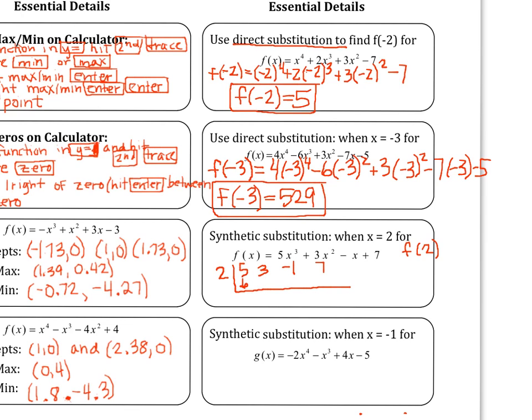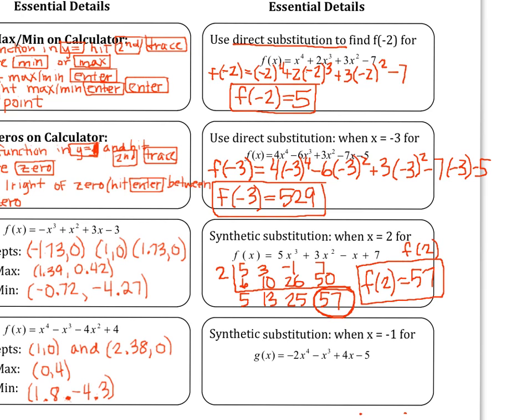I'm going to drop my 5 down. 2 times 5 is 10. 3 plus 10 is 13. 2 times 13 is 26. Negative 1 plus 26 is 25. 2 times 25 is 50. 7 plus 50 is 57. This value right here, our remainder, actually tells us what f of 2 is. So f of 2 equals 57. So it's kind of a neat little nifty trick here. Instead of doing our direct substitution, we can use synthetic substitution to find the values at given x values.